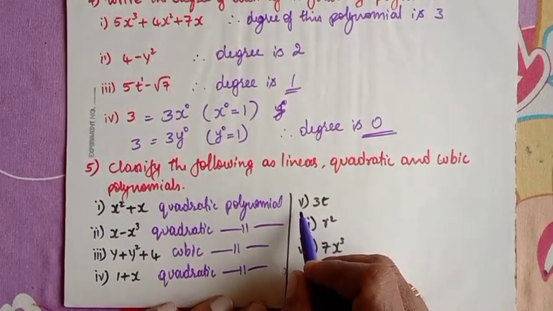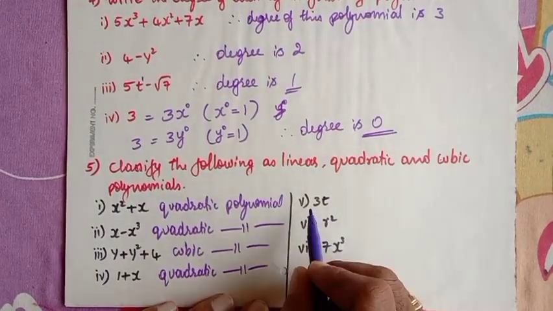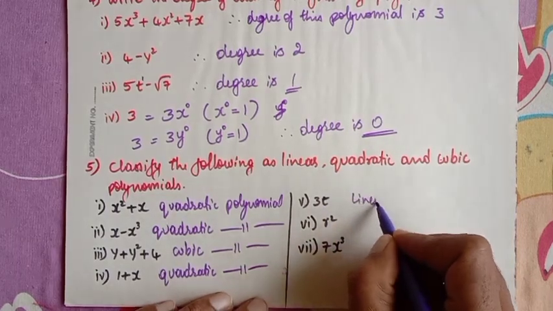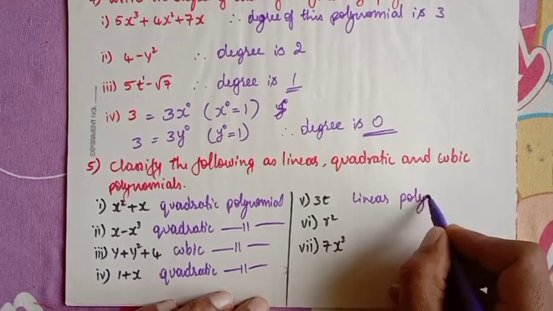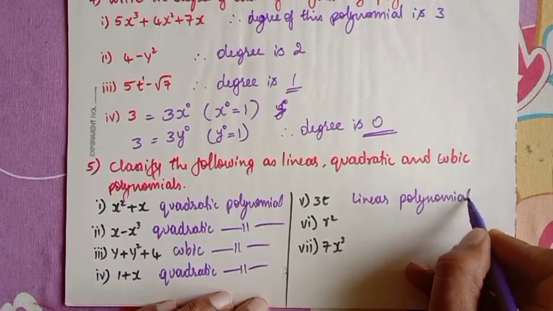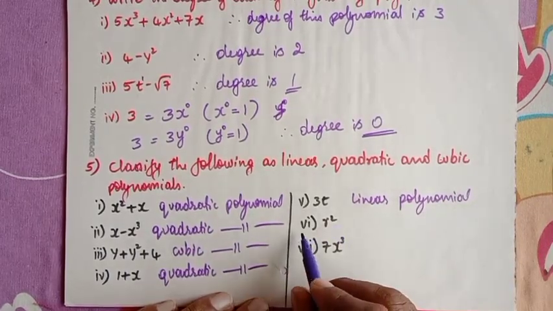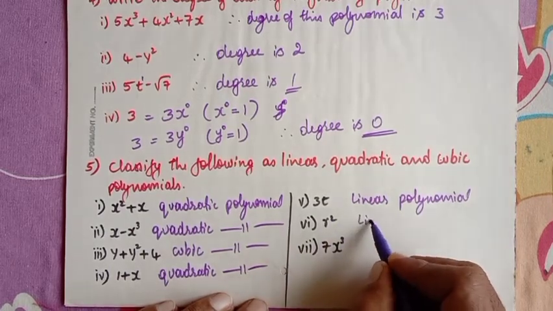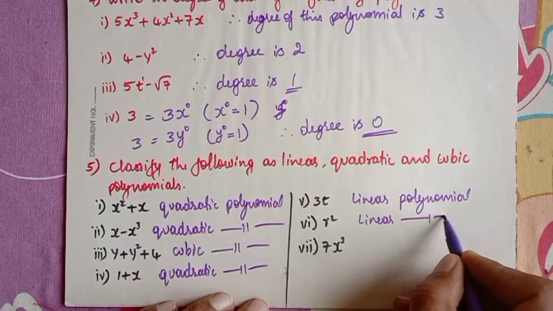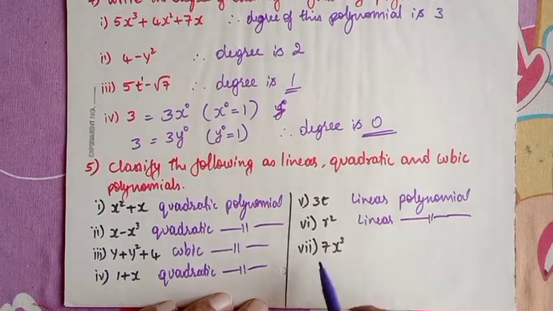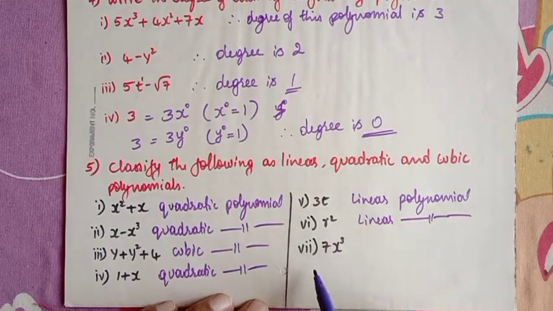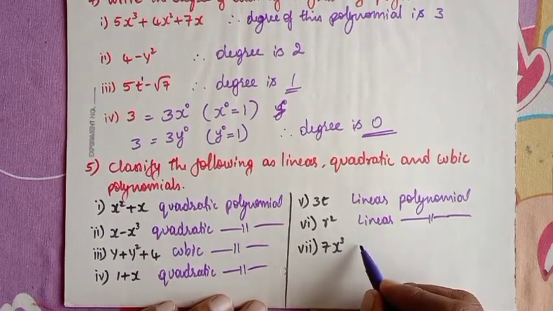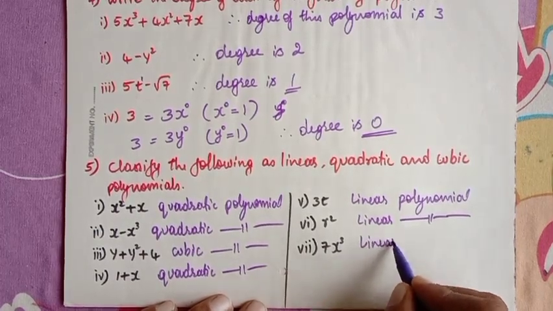Here the fifth question is 3t. 3t is having only one term. That means it is a linear polynomial. R square is the sixth example. It is also having only one term. That is, this is also a linear polynomial. 7x cube is the only one term in this seventh question. That means it is also a linear polynomial.